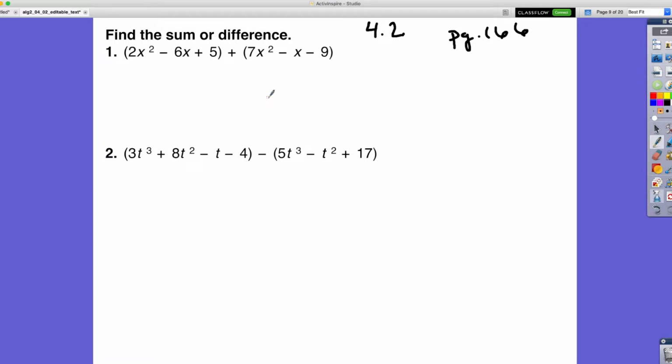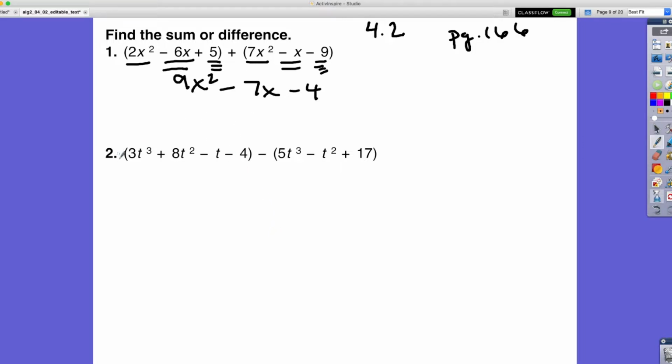So what's 2x squared and 7x squared? 9x squared. Good. What is negative 6x and negative x? Negative 7x. And what is 5 and negative 9? Negative 4. There's nothing else here to collect. This is your answer. Now, subtraction is the same thing, a little tricky.